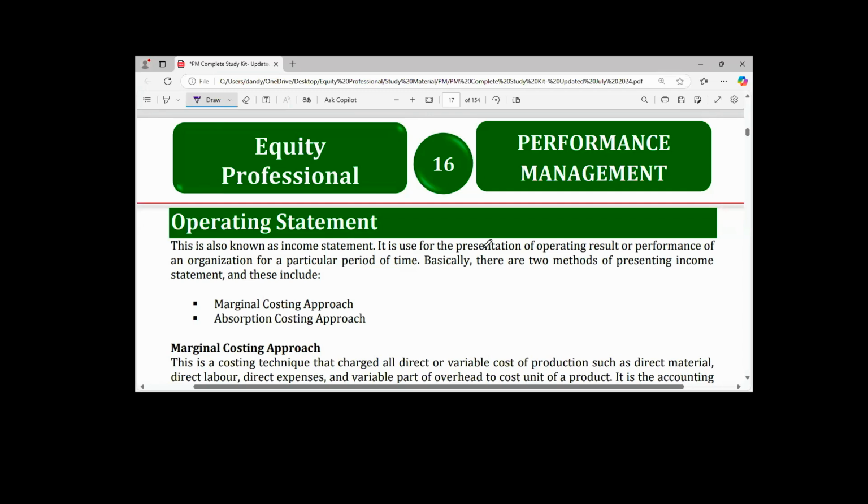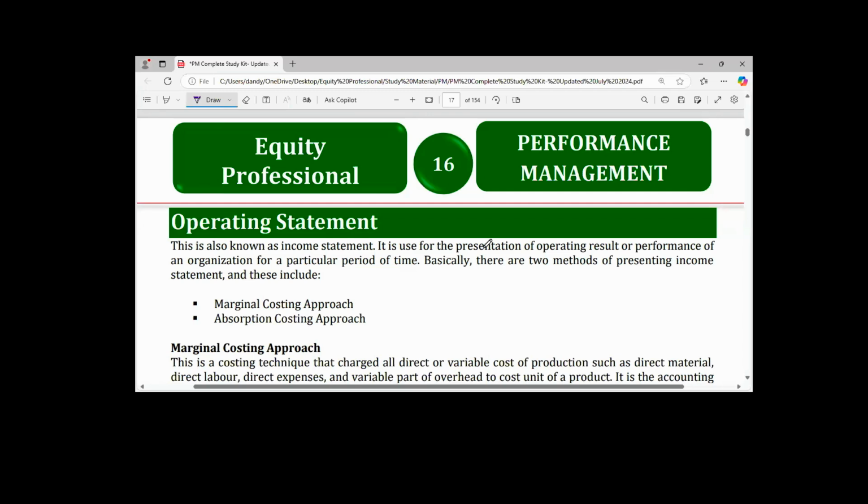One point that we discussed was that opening and closing stocks are valued at total cost per unit. That is, you add up all the direct material, direct labor, direct expenses, variable overhead, and fixed overhead. You add all the 5 line items together, if you have them present in the question, then you multiply with the opening or closing stock to get the total value.